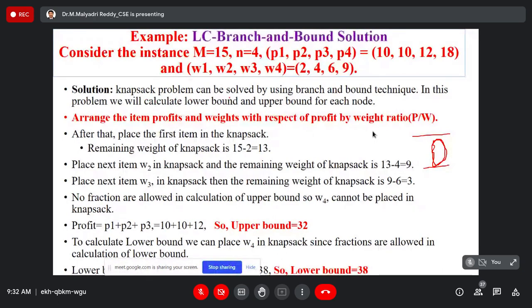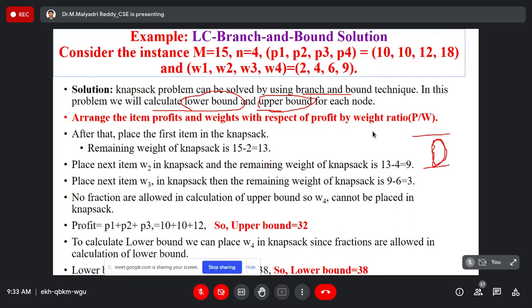Especially the knapsack problem is also solved by using the branch and bound technique. In this problem we need to calculate the lower boundary or cost function, and the upper boundary, that is the maximum value. Whenever we include an object, it should never exceed the upper bound value. Whenever it exceeds that, it is not a feasible solution.